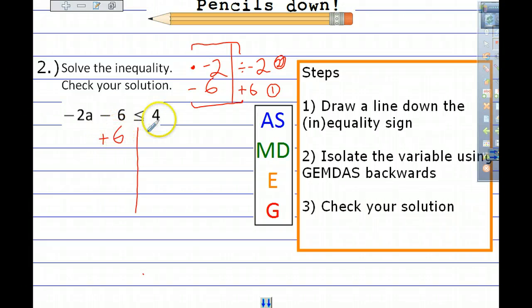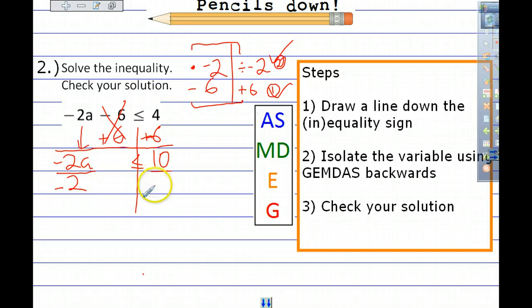Add 6 to both sides. Draw a line. This equals 0. -6 plus 6 is 0. Bring this down, right underneath. Okay. Bring down the inequality sign. And then 4 plus 6 is 10. Alright. Next step. It says divide by -2. Alright. Let's do divide by -2. -2 over -2 equals 1.